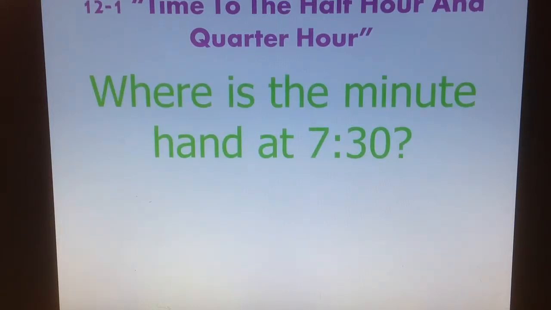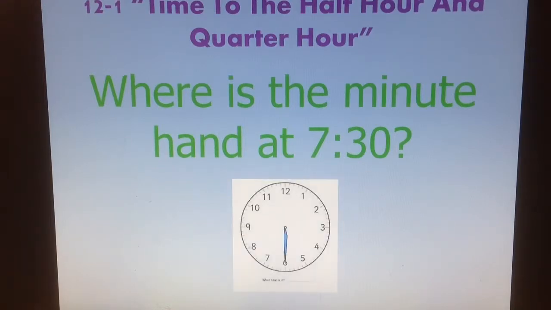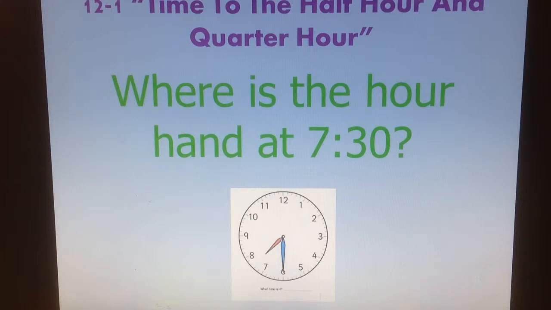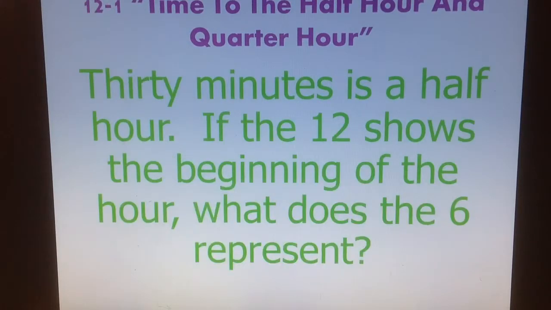Where's the minute hand at 7:30? At 7:15 it was just past the 7. At 7:30, it's gone halfway around the circle, I should say. It started at the 12, and here it is halfway around to the 12 again. The hour hand at 7:30 is halfway between the 7 and the 8. 30 minutes is a half hour.